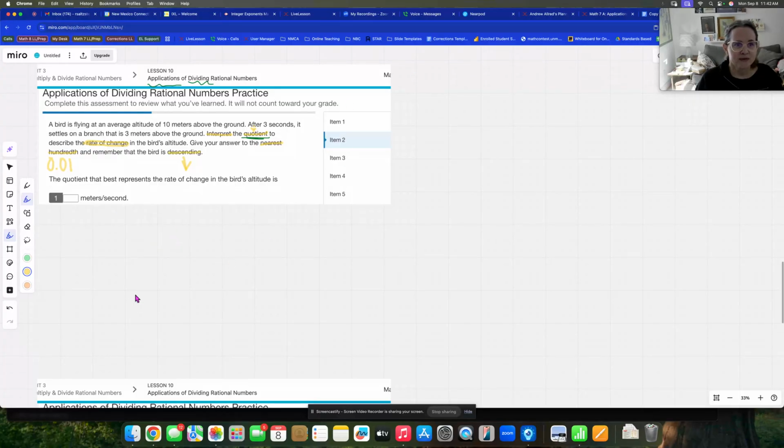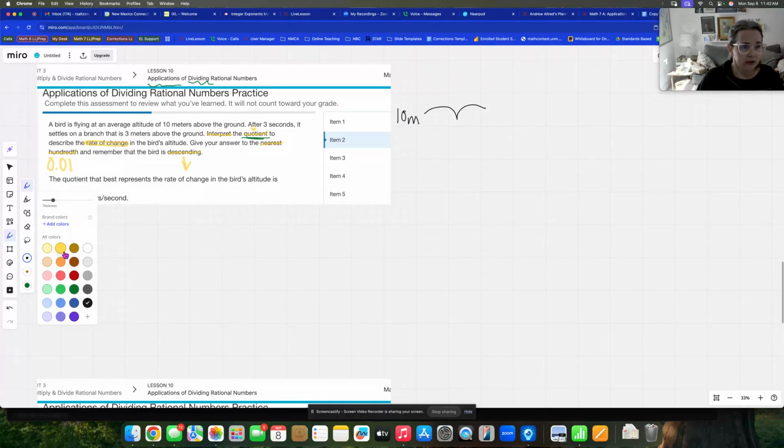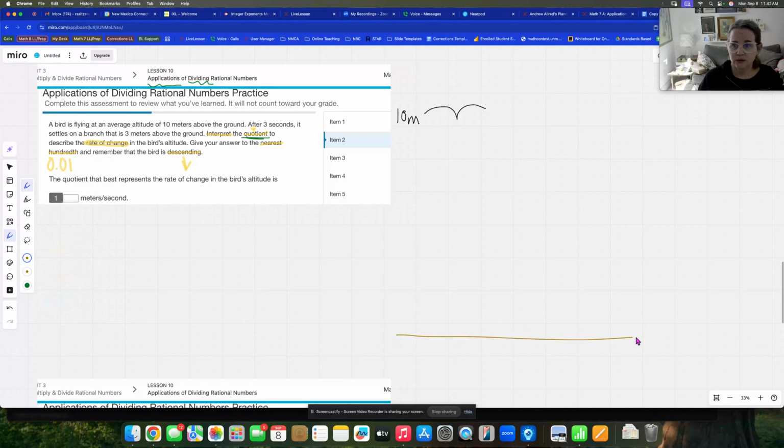All right, so now we've thought about the words in the problem that were jumping out. And now we're going to draw a picture. We're going to start by drawing a bird. And then it is about 10 meters above the ground, so I'm just going to label that. Let me draw the ground. All right, so there's the bird.